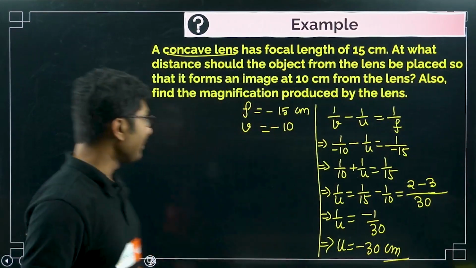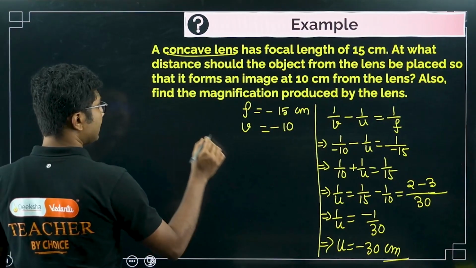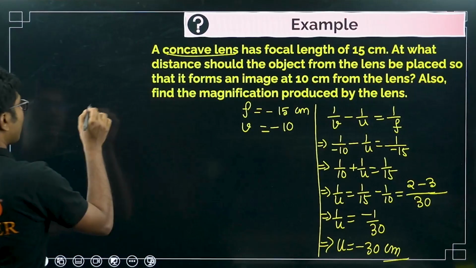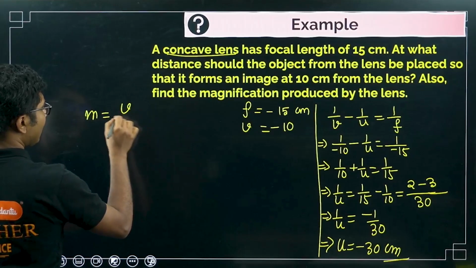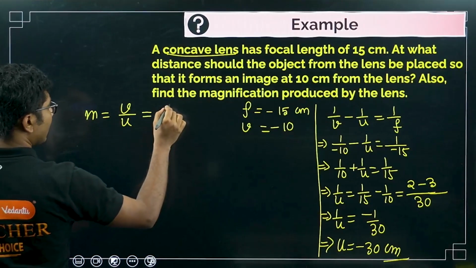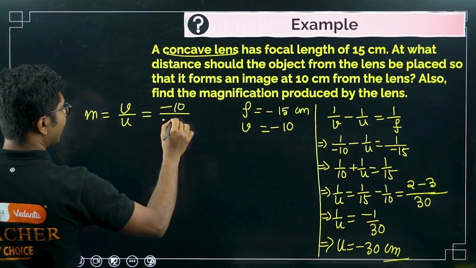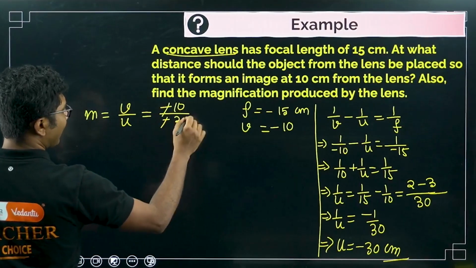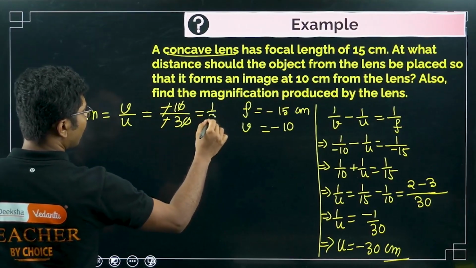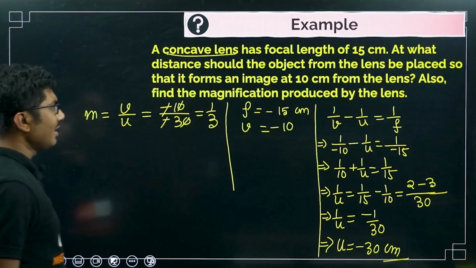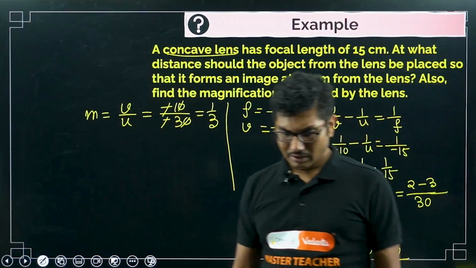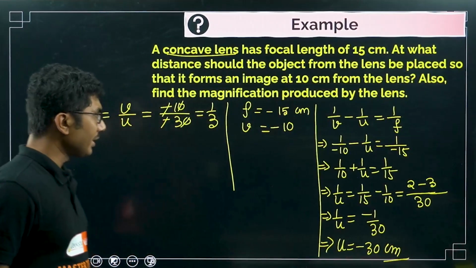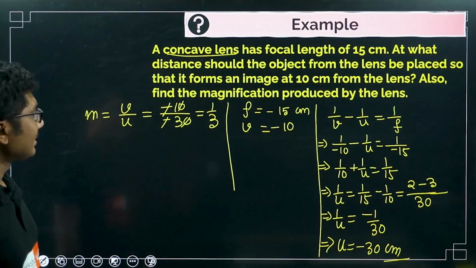Now what is the magnification? For a lens, magnification is v by u. So it is minus 10 divided by minus 30. Negative and negative cancel, so it will be 1/3. So the magnification is 1/3, so the image is diminished. Clear? A simple problem without any difficulty, you should be able to answer this.